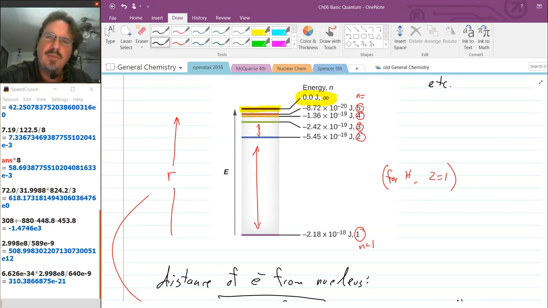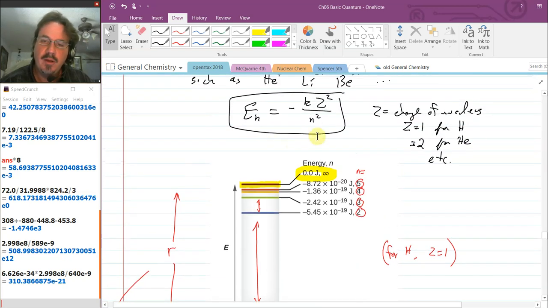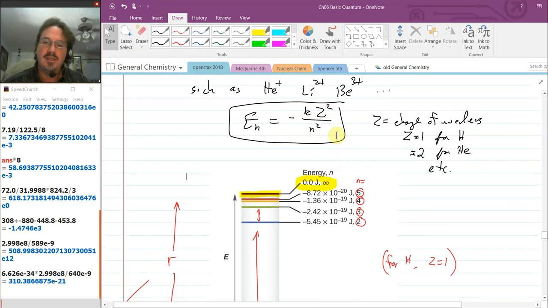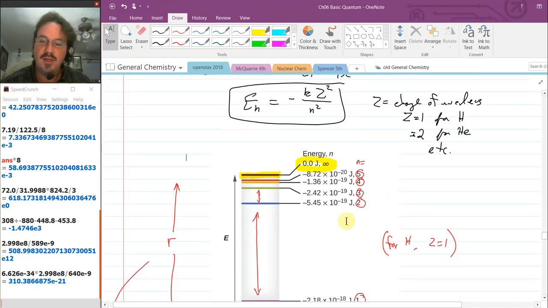Why does it cluster, by the way? Well, the energy level equals some constant essentially divided by n squared. You're dividing by larger and larger numbers, and so eventually it's going to go to 0. Just take the limit of this as n goes to infinity, you'd get 0.